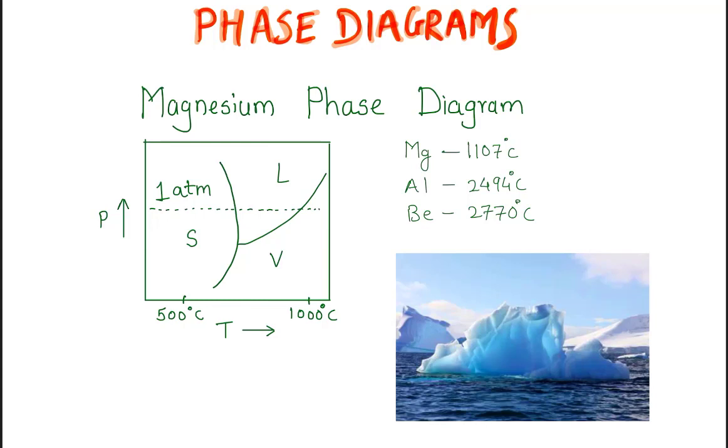So we will take an example of magnesium first. I will tell you the importance of the phase diagram and then we will study it. In this graph you can see the x-axis is the temperature, the y-axis is the pressure, and there are some lines here. You can see that there are three phases: one is called solid, one is called vapor, and one is called liquid.